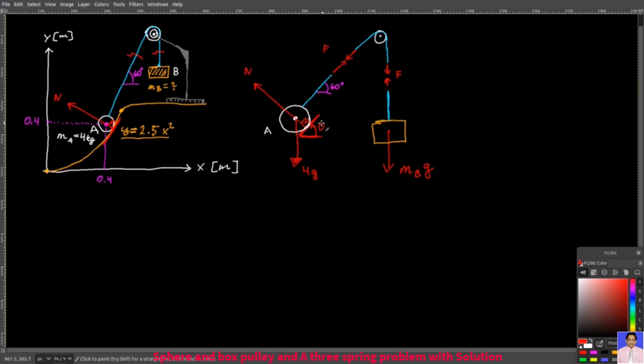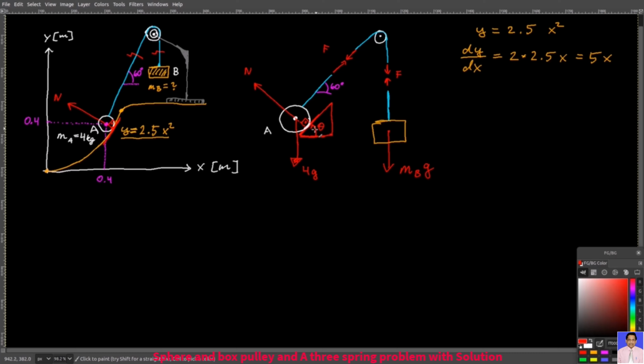Now we know that this is 60 degrees, but it would also be nice to know this angle here, let's call it theta. And so what we can do, we can take this function y equals 2.5 times x squared, and we can take its derivative, dy over dx, and that will give you 2 times 2.5x, in other words, 5 times x. Now remember what the derivative gives you. It gives you the change of y with respect to x. It gives you the slope of this red line.